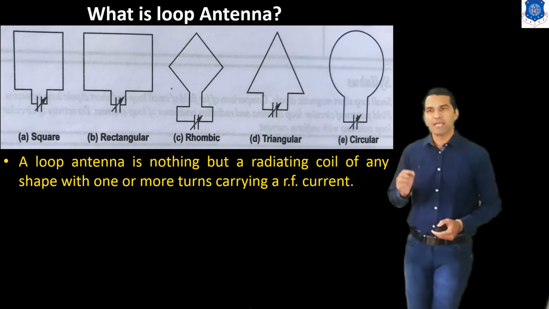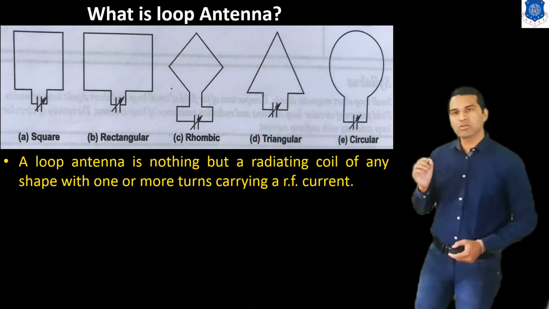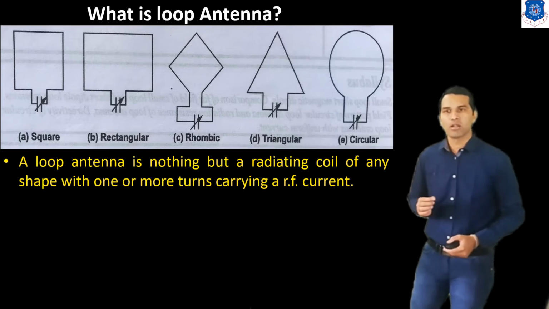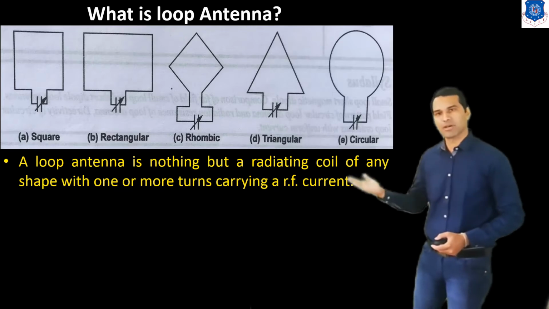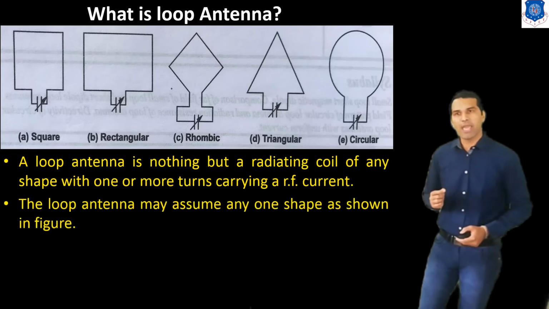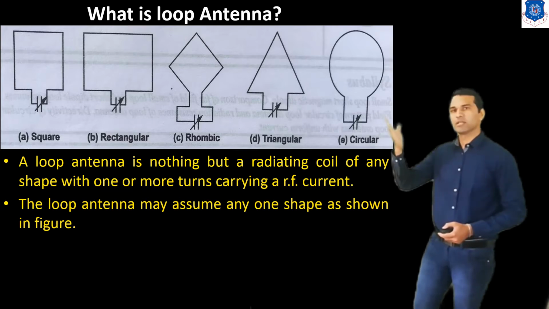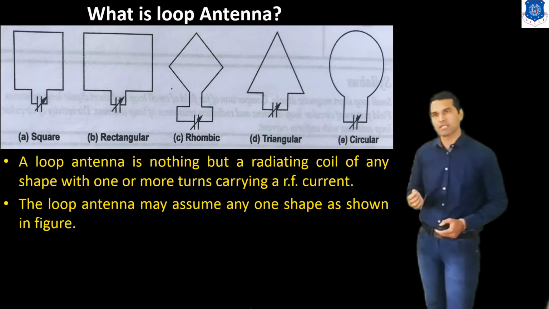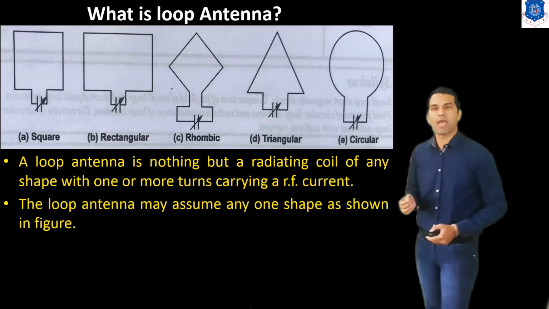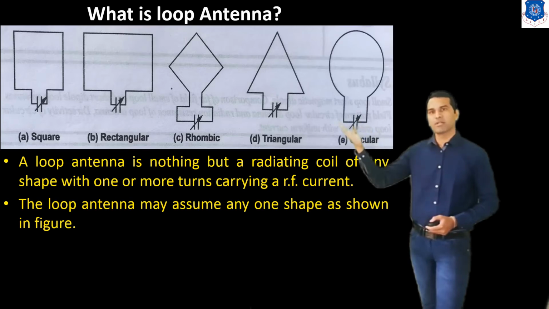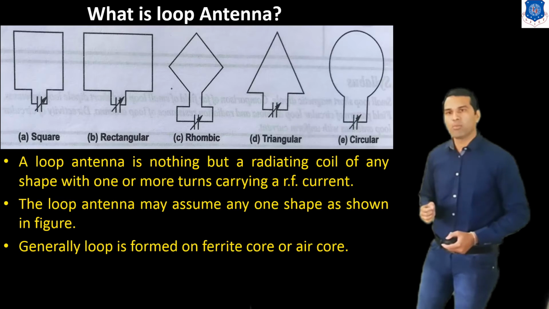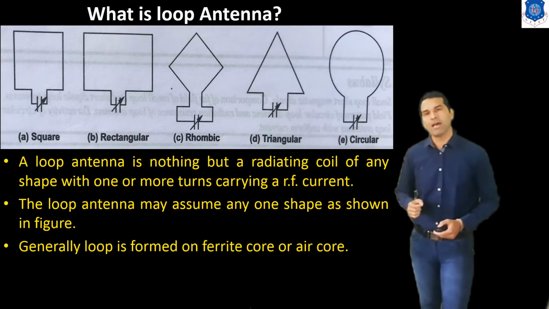A loop antenna is nothing but a radiating coil of any shape with one or more turns carrying an RF current. The loop antenna may assume any one shape as shown in this figure. That means the loop antenna can be square, rectangular, rhombic, triangular or circular. These are the different shapes of the loop antenna. Generally, a loop antenna is formed on a ferrite core or an air core.